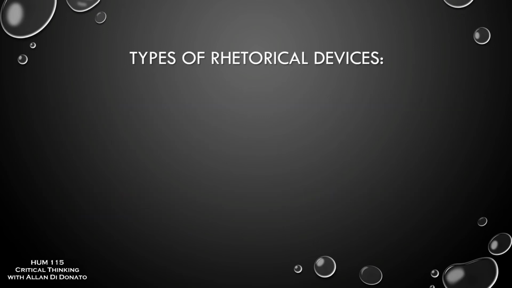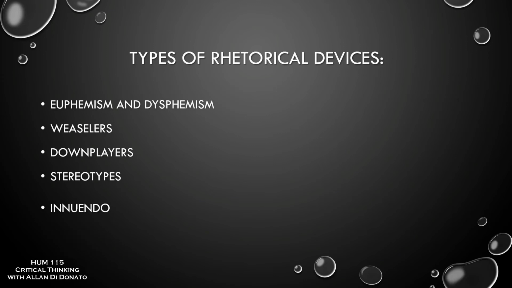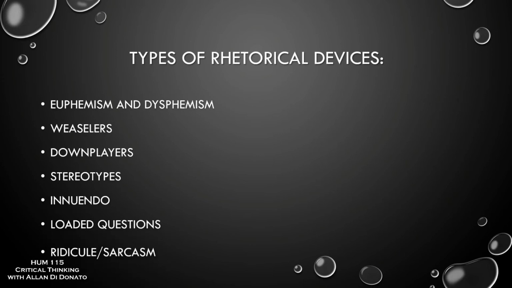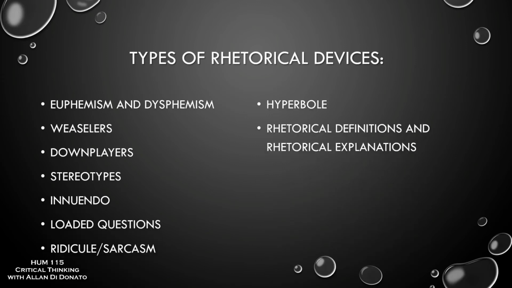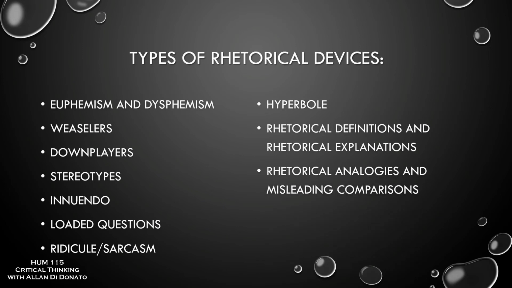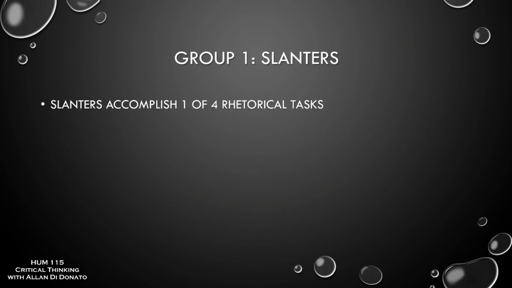And I'm going to go through a few rhetorical devices: euphemisms and dysphemisms, weaslers, downplayers, stereotypes, innuendo, loaded questions, ridicule, sarcasm, hyperbole, rhetorical definitions, explanations, rhetorical analogies and comparisons, and proof surrogates, as well as repetition. And we can group these into different categories as well. The first group we'll call the slanters. Okay, there are different tasks that some of these might have.